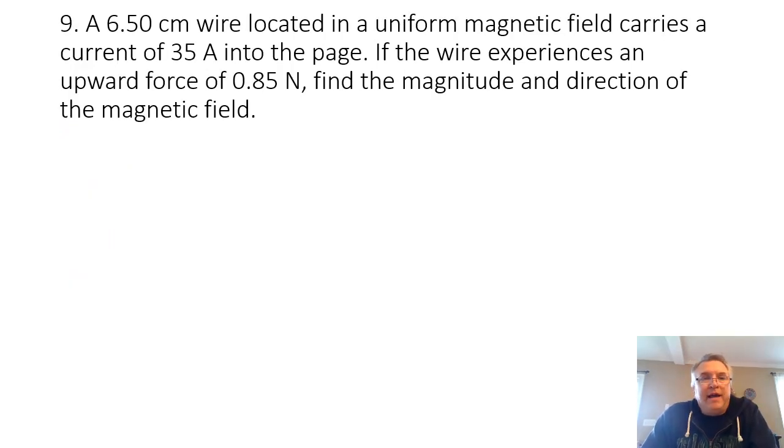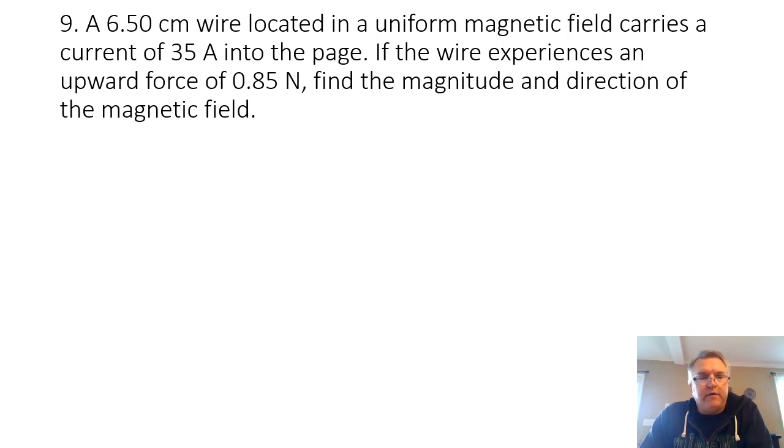Problem 9. A 6.50 centimeter wire located in a uniform magnetic field carries a current of 35 amps into the page. If the wire experiences an upward force of 0.85 newtons, find the magnitude and direction of the magnetic field. Let's do the magnitude first, and then we will look at the direction.